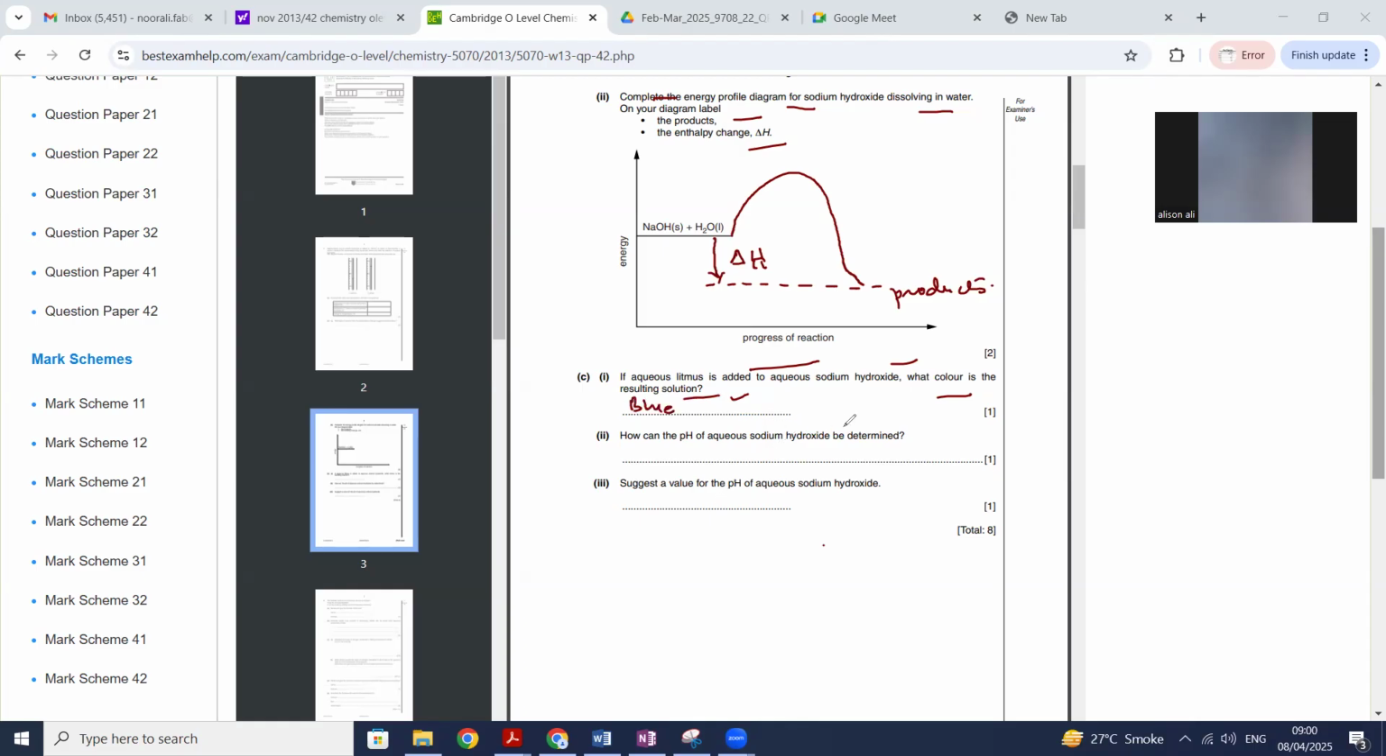Okay, how can the pH of aqueous sodium hydroxide be determined? It can be determined by two things, I think so. pH paper or universal indicator. So suggest a value of pH of aqueous sodium hydroxide. Everyone knows that this is 12.